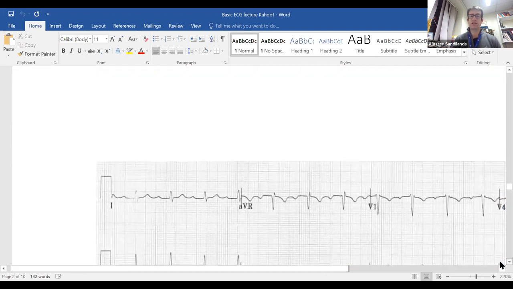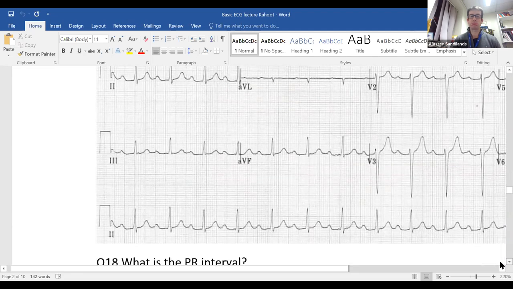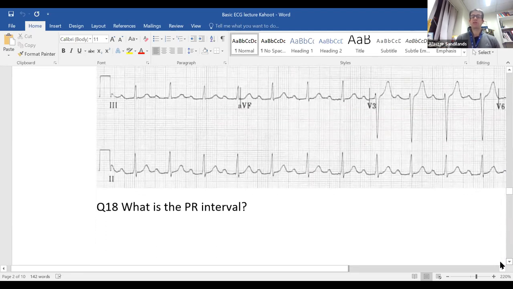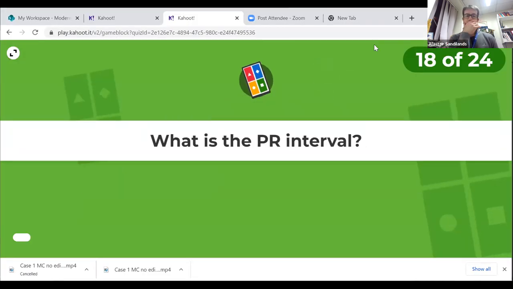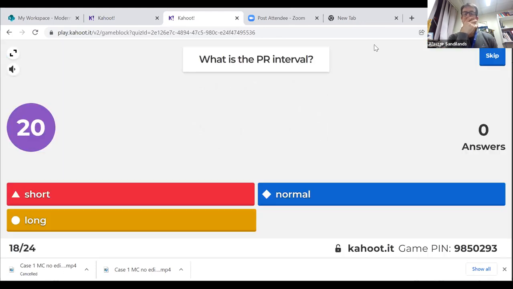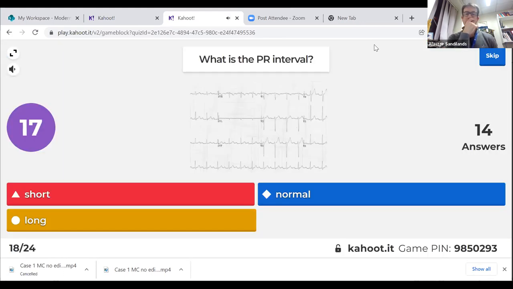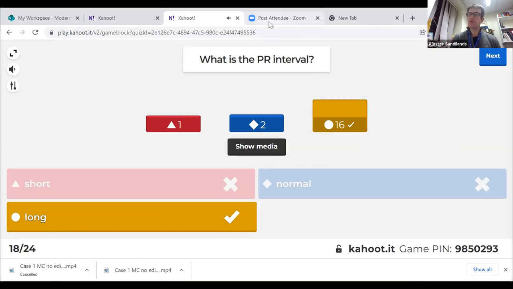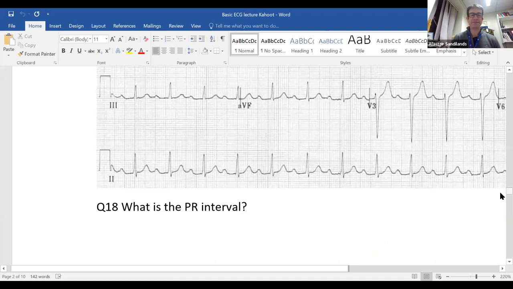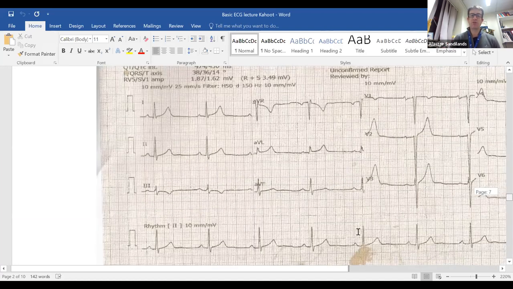And here's the last PR interval. What is the PR interval? Long PR interval. Well done. So now into questions about the QRS. Nearly done. What is the QRS width?